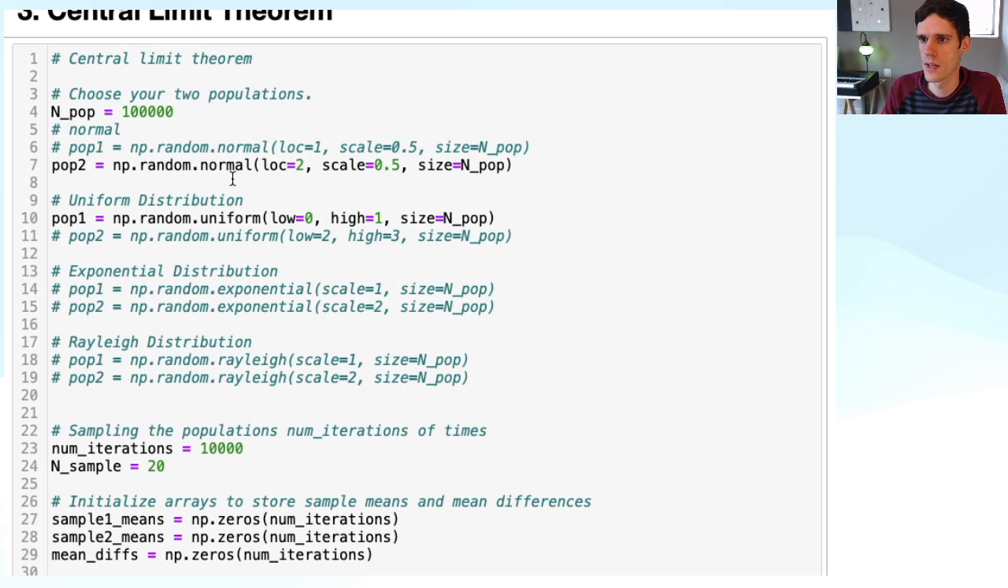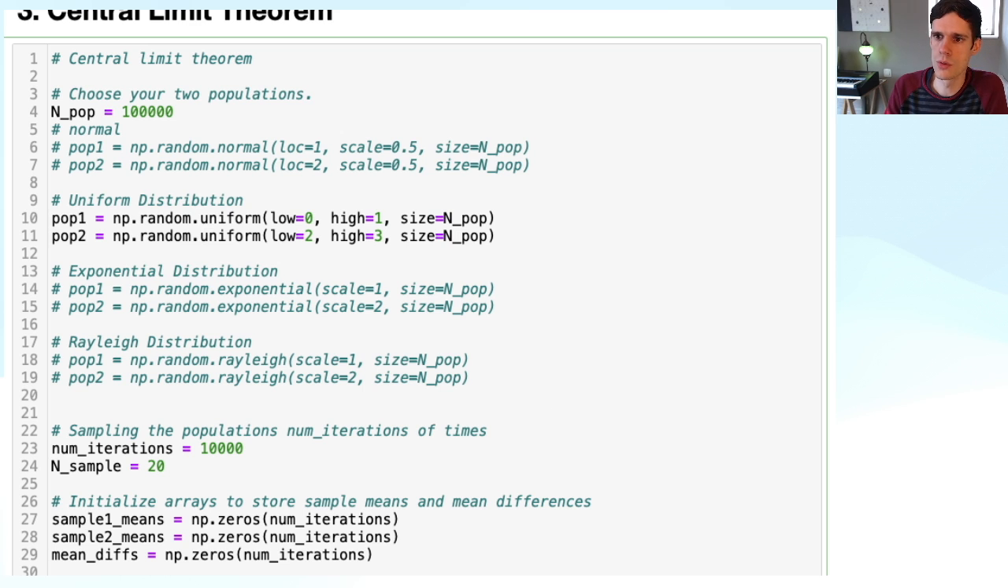Let's say for instance that now we don't want any normal distribution, but just two uniform distributions, one from 0 to 1 and the other one from 2 to 3.